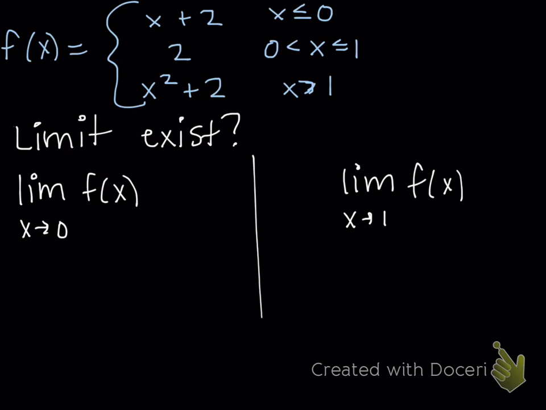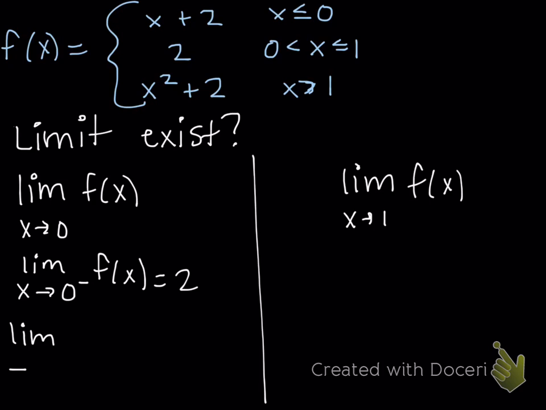So now the next thing we need to determine is, does the limit exist? In order for the limit to exist, it has to approach the same thing from either side. So as I approach 0 from the left, it would be in the top piece, and the function would be equal to 2. As I approach from the right, I would be in the middle piece, and again it's equal to 2. So overall the limit as x approaches 0 is 2. So now for our next one.